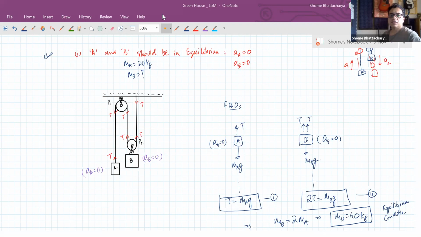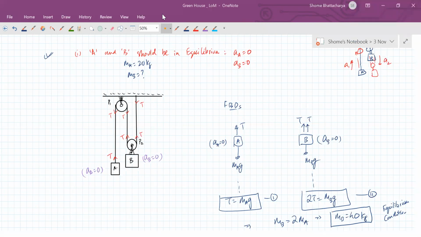In the second part, instead of taking the mass of B as 40 kg for equilibrium, we are increasing its mass to 50 kg, keeping A the same, of course. So now you have to understand how that will affect the system.